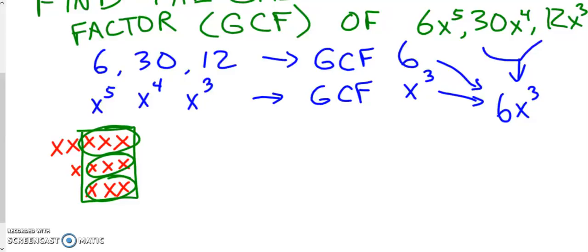It can't be x to the 4th because there's not another x here that would be common. There aren't enough x's to make this bottom one x to the 4th. So therefore, x cubed would be the common factor here.